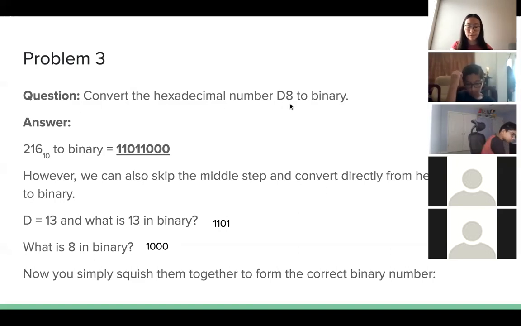Yeah, so basically just remember hexadecimal numbers can convert directly into binary. You convert each of the digits and then squish them together.